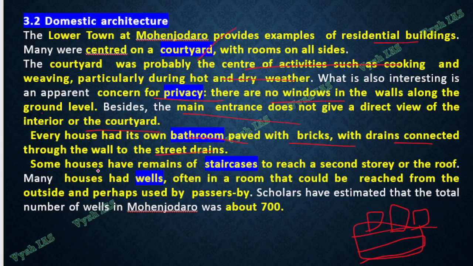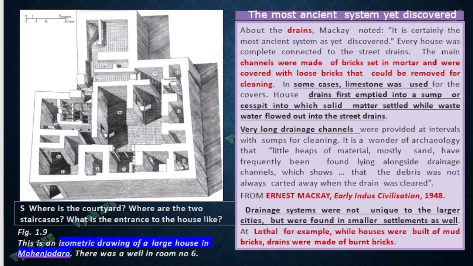And then some houses have remains of staircases. That means they had multiple stories. Then most of the houses had wells for water purpose or irrigation purpose. And the number of wells in Mohenjo-daro is estimated to be more than 700. So you can imagine how big a civilization it is.